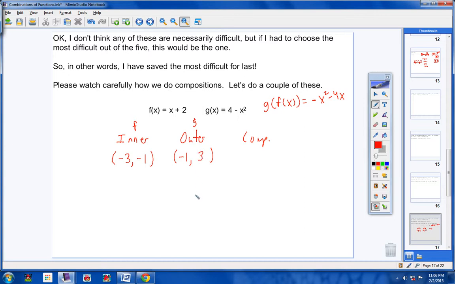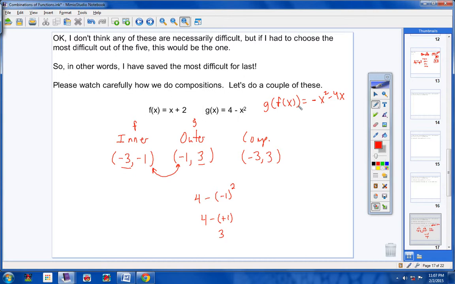Let me show you why. 4 minus, then put parentheses for your x, negative 1, then put your squared. Do you multiply these first? No, you do not. You square first, exponents first. So 4 minus a positive 1, because a negative times a negative is positive, and 4 minus 1 is 3. Okay, so do these two inside numbers match right here? Yes, they do. So you know negative 3, 3 should satisfy your composition.